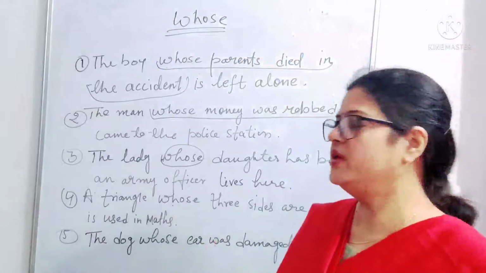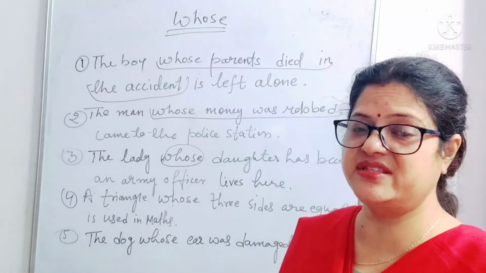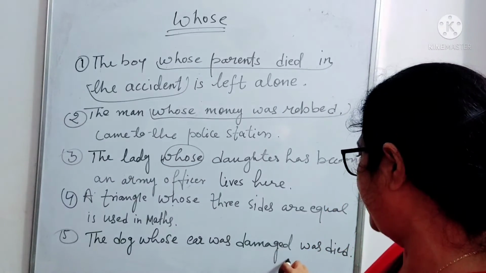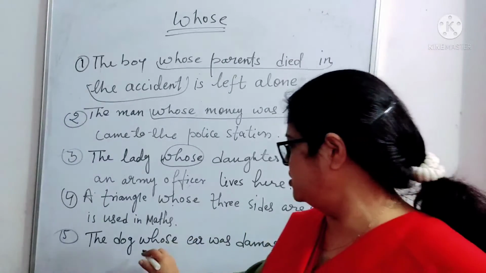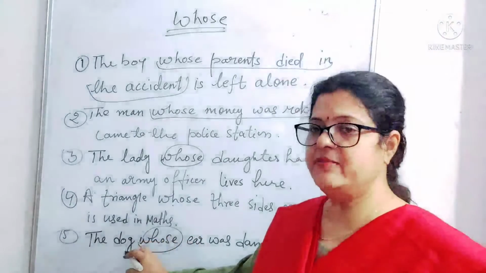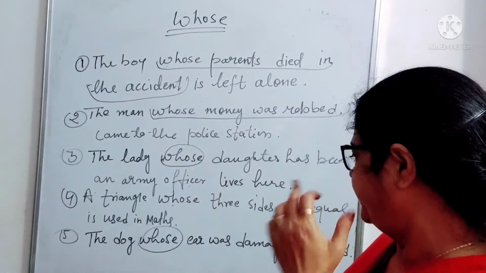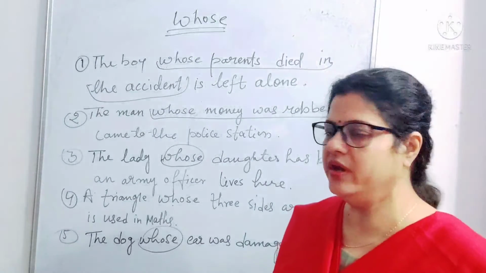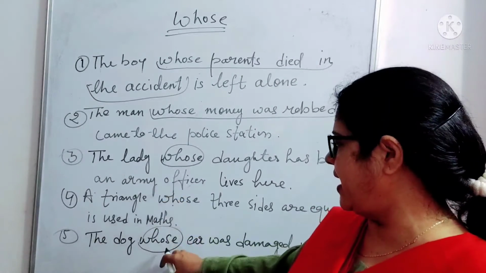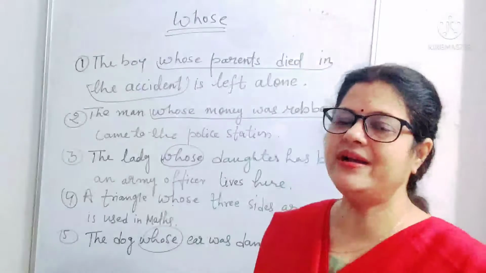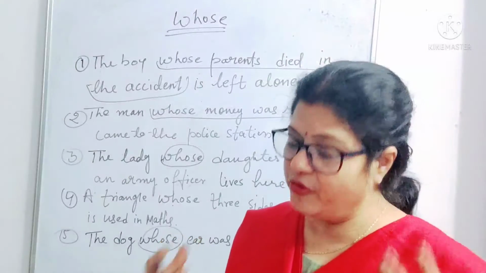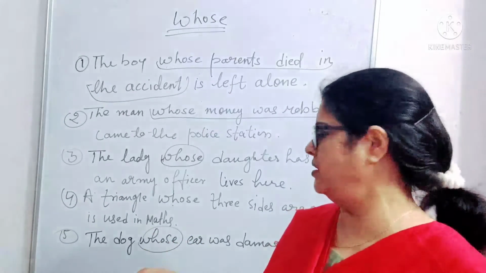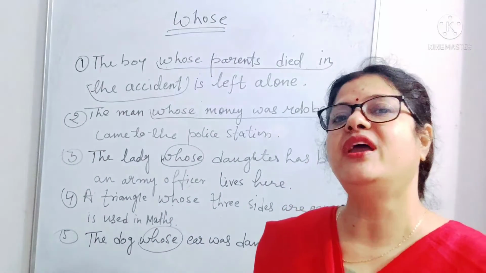So instead of this, you can say the triangle which has 3 sides is used in maths. Or instead of the dog whose ear was damaged, you can write that the ear of the dog was damaged. In this way you can write, but not with whose for these 2 things. But when we speak to somebody, it is applicable in informal English.